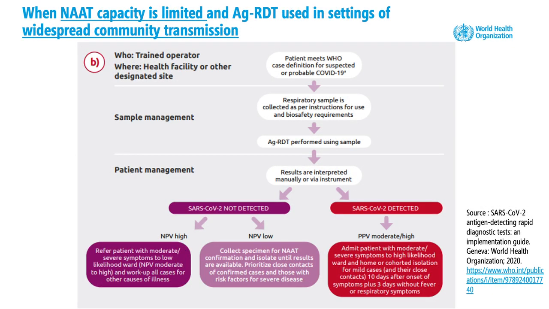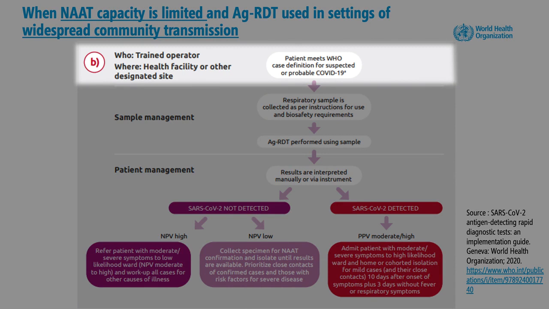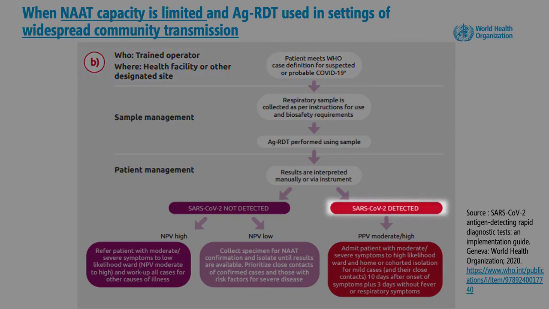Now, in a slightly different scenario, when molecular tests or nucleic acid amplification tests such as RT-PCR are available but only in a limited capacity, and there is widespread community transmission of SARS-CoV-2, antigen rapid diagnostic tests may also be used. A trained operator should take the sample. If SARS-CoV-2 is detected, the patient should be isolated, cohorted according to their symptom severity.